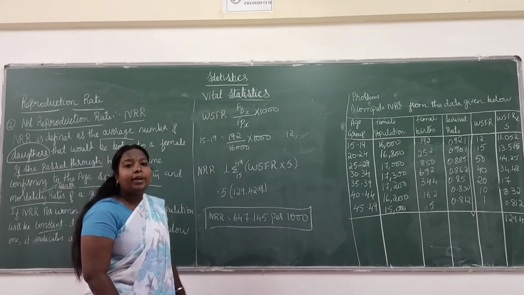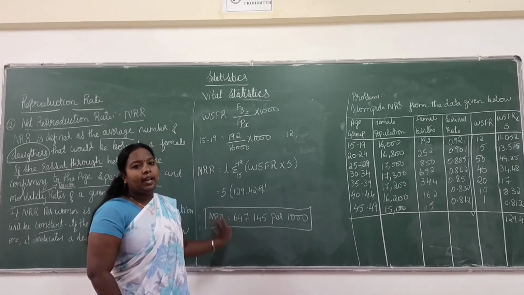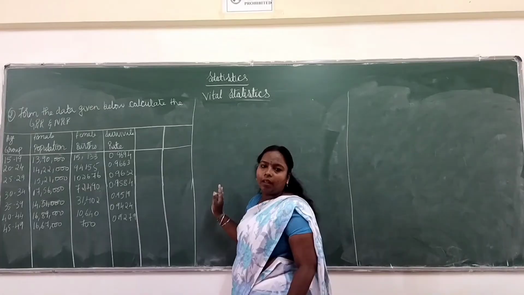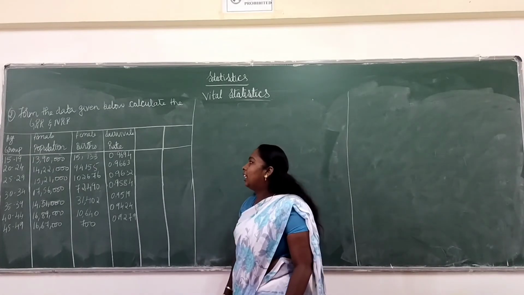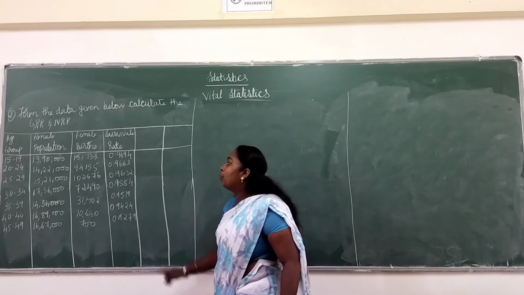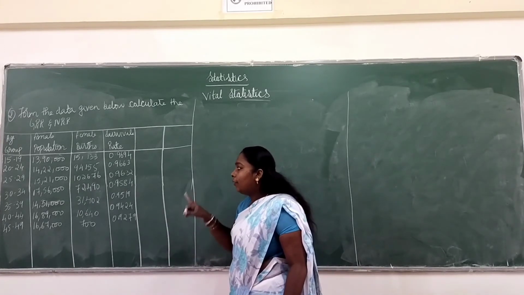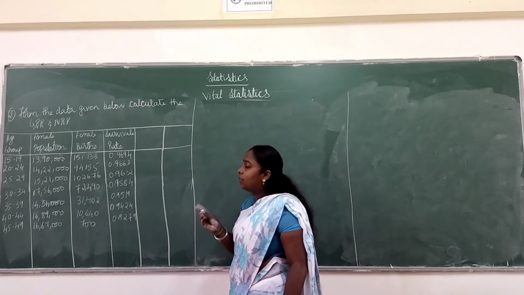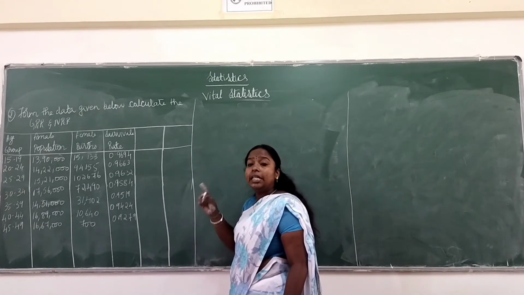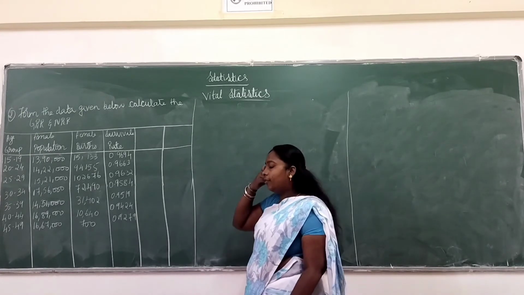Now one more problem I will do with GRR and NRR. Problem number 2: here they have told us to calculate GRR and NRR. Here I have the age group, that is 15 to 49, the female population for each age group, and the female survival rate. So I am moving directly on to the problem working out.